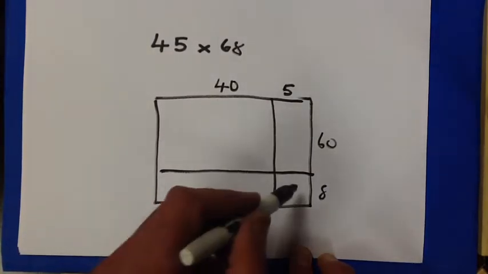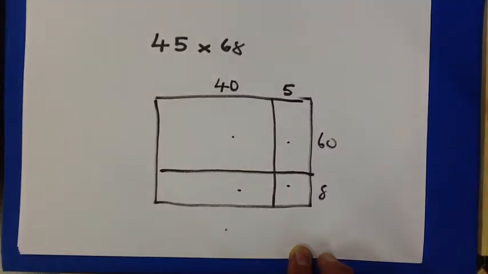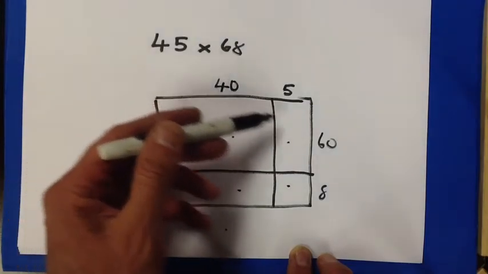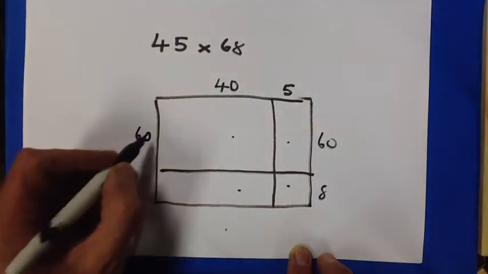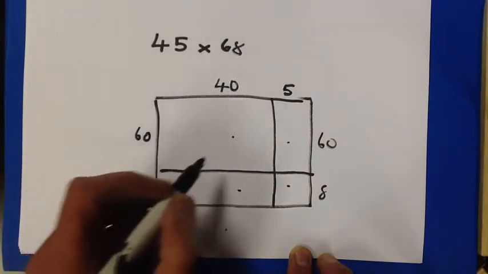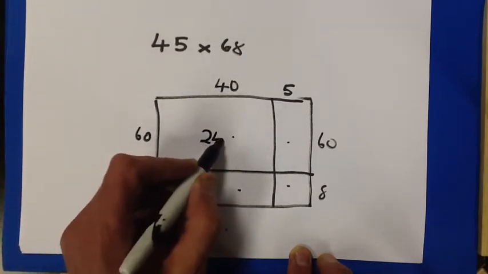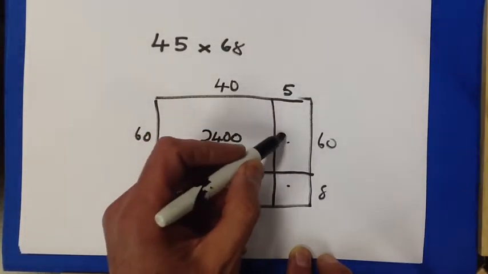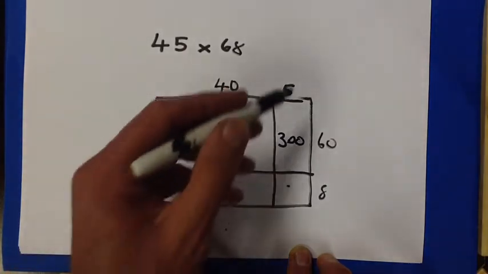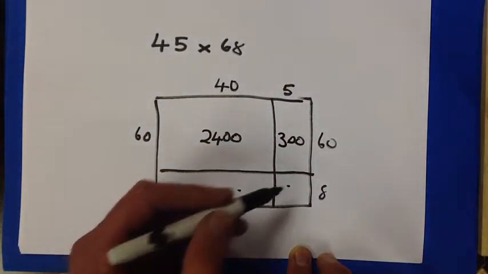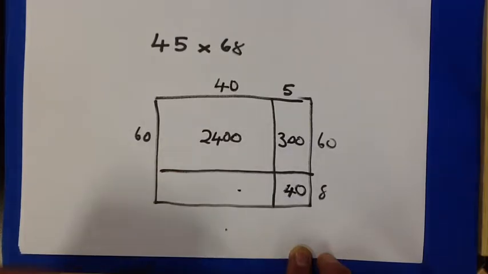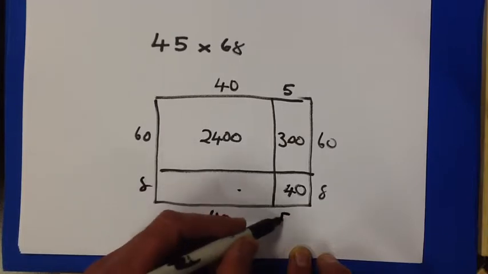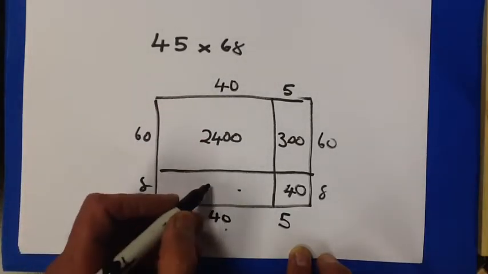And now I work out the 1, 2, 3, 4 separate areas. So let's start here. 40 multiplied by 60. Put 60 here if you like. 40 times 60, 2,400. 5 times 60, 300. 5 times 8, 40. 40 times 8, remember that's 8. That's 40. That's 5. 40 times 8, 320.